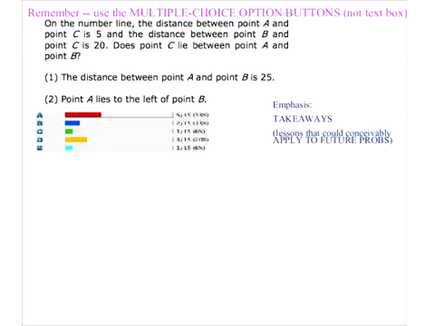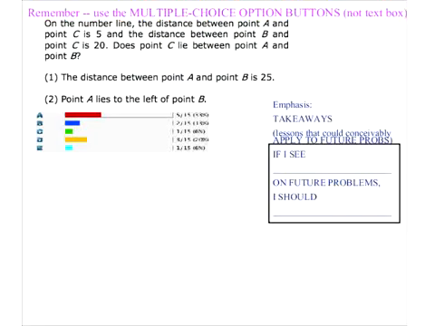If I see something on future problems, I should do something. Make sure that you learn lessons that are of this form: forward-looking, things that I might see again on problems that don't look exactly like this one. So let's keep that in mind.